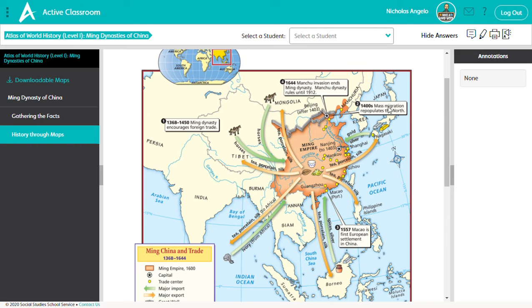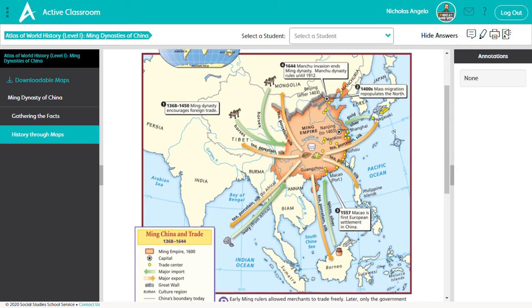2 says in the 1400s there's a mass migration to repopulate the north, and remember they moved their capital there. 3, Macau is the first European settlement in China. That's this trading port right here. 4 says in 1644 there's a Manchu invasion. So there's a group of people that comes called the Manchu. You're going to learn about them later on, or in the second activity. If you already did that, you've learned about them. They're the ones that end the Ming Dynasty, and the Manchus will be in charge. Their dynasty rules until 1912.